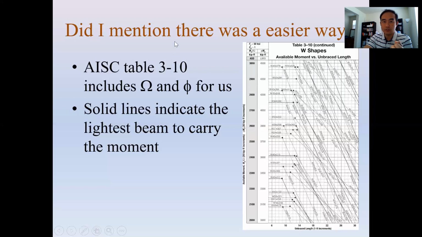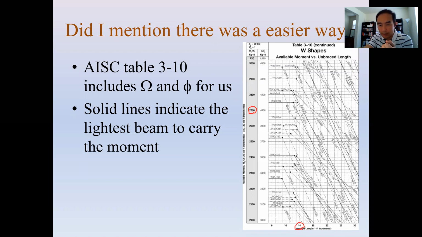So how can we use this table? 2,700 is our target demand using ASD. Did I say 14? Yeah, 14 feet is going to be our unbraced length. So we're going to find out the point based on these two pieces of information. So this is the 14 feet, and this is the 2,700 target demand. And we're going to choose everything on this side, okay, above this line and right of this vertical line.